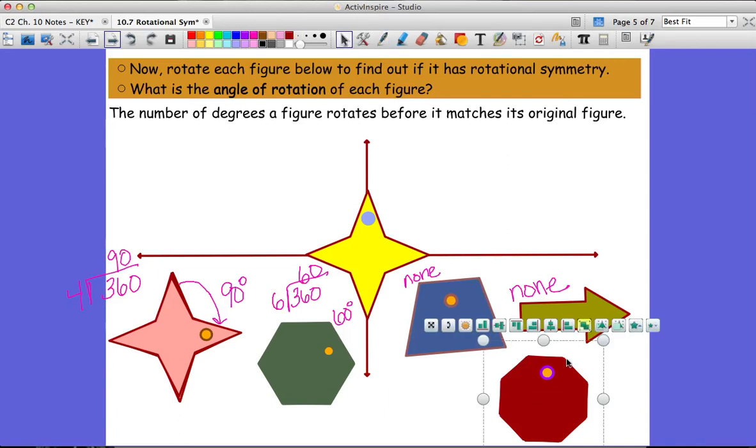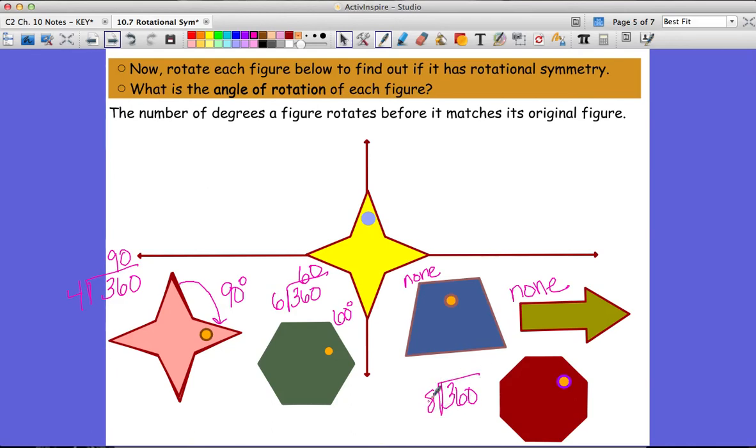Now this shape we automatically know does because it is a regular octagon and it matches up with itself here. So since it has the 8 points, we take the 360, divide by 8. 8 goes into 36 4 times, subtract 32. 8 goes into 40 5 times. So the angle of rotation for this shape is 45 degrees.